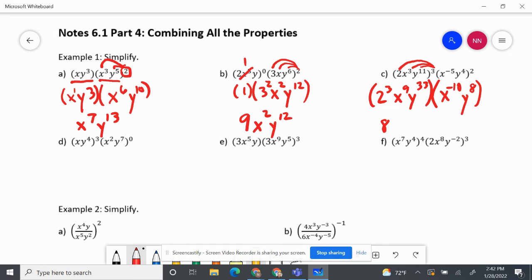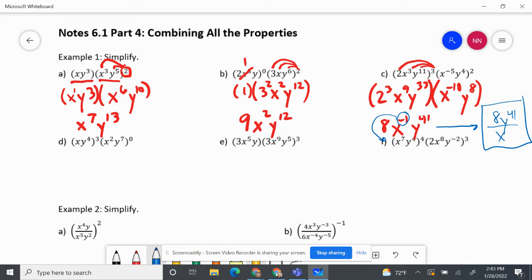We're going to add the exponents. So 9 plus negative 10 gives us negative 1. And 33 plus 8 gives us 41. Now, because we have a negative exponent, it means that we bring it down. So instead of it being in the numerator, it's now in the denominator. So we have 8y to the 41st over x. And that right there is our answer.